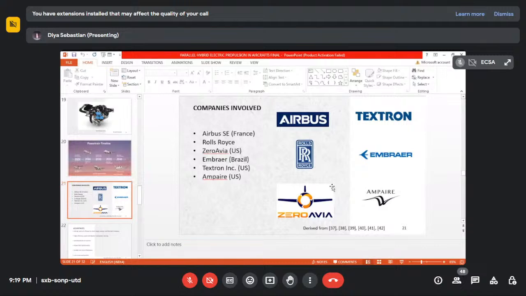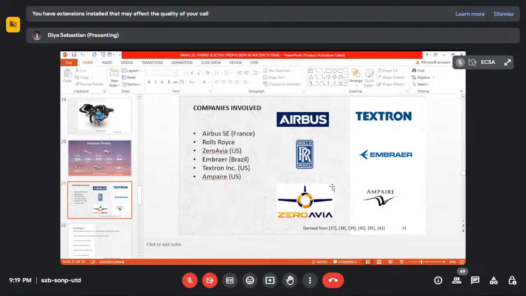I have included some of the companies involved. They are Airbus, Rolls-Royce, ZeroAvia, Embraer, Textron, and Ampaire. The recent works of Ampaire are the Electric Eel, done by the branch in California, and the hybrid electric Grand Caravan flight, which was released in 2022 and was attractive to many.